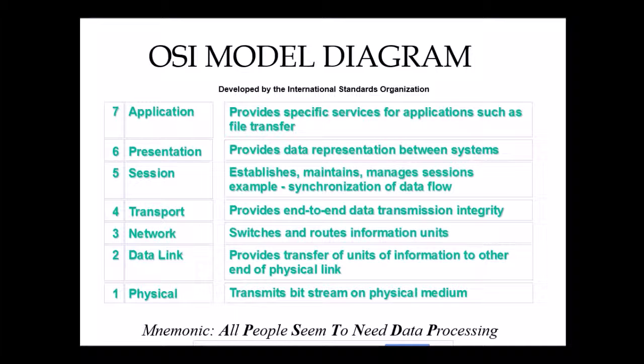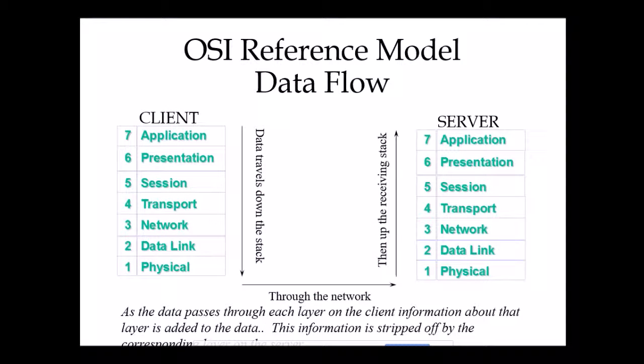So this is it. This is where I typically will start with anything and everything in the training, and it's super important for you to know that OSI means Open Systems Interconnection, and all people seem to need data processing. So how does it work?